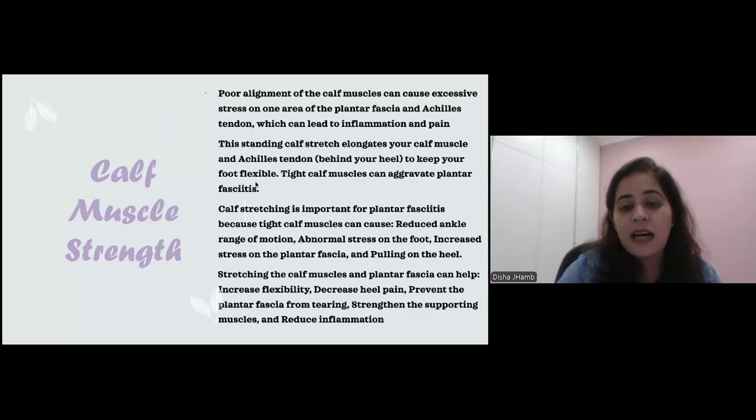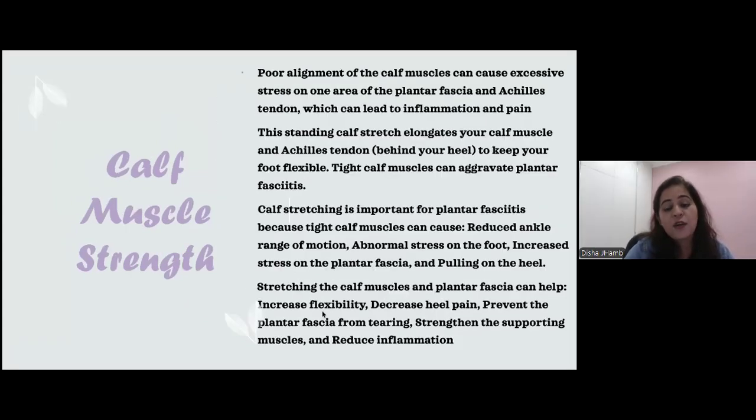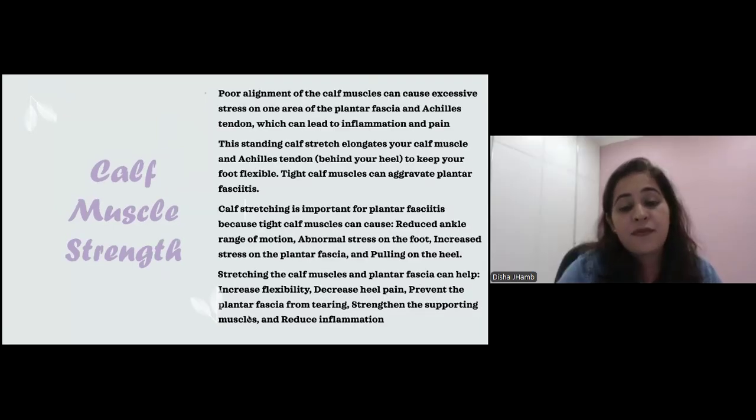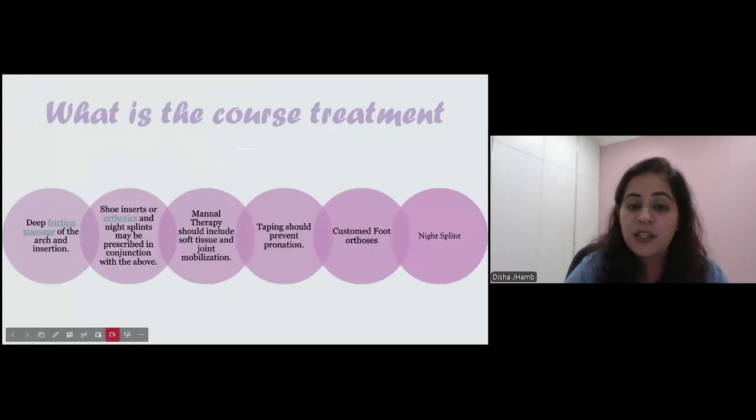A tight calf muscle reduces ankle range of motion, which causes abnormal stress on the foot, and it increases the stress on the plantar fascia also. So stretching of the calf muscle and plantar fascia can help increase flexibility. It decreases the heel pain, it prevents the plantar fascia from tearing, and it strengthens the supporting muscles and reduces inflammation.